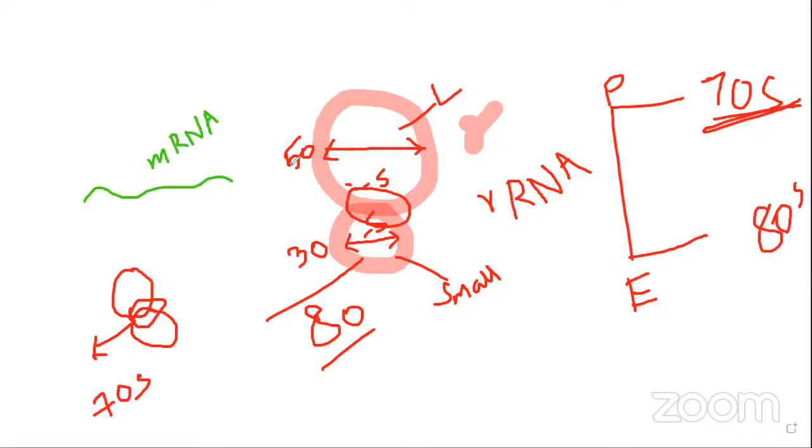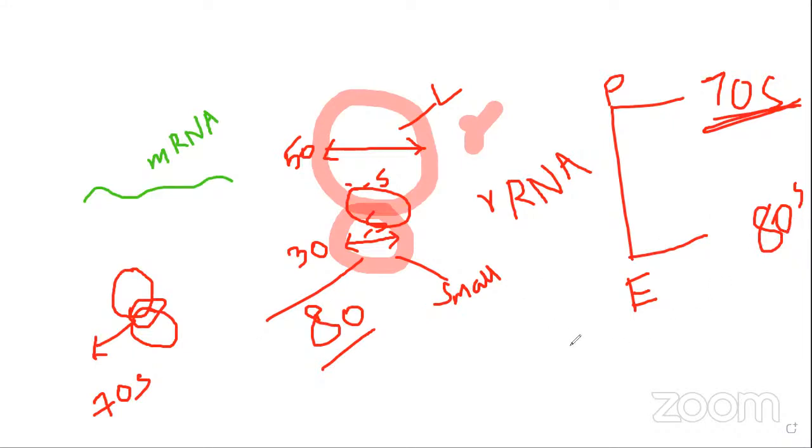Actually, this is 50 plus 30. 80 is there. In this portion, minus 5, minus 5. From the small subunit, minus 5, and the large subunit is also minus 5. You will get, how much is that? 70S. Okay. Here 25, here also 45, so total 70. Likewise, the eukaryotic, how will it be divided?